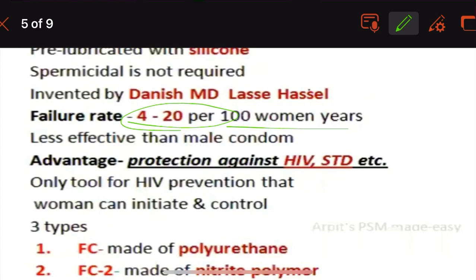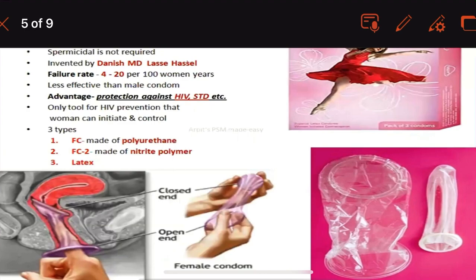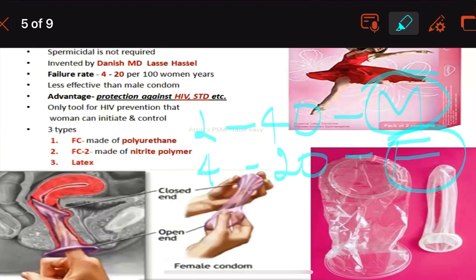Whereas in male condoms, what was the percentage, guys? In the male condom, we saw that it was 2 to 40 per 100 women years. Let us verify: 2 to 40 in the male condom, whereas in the female condoms, 4 to 20. The female condom is less effective compared to the male condom. Advantage, it will provide us protection against HIV infections and STDs. It is the only tool for HIV prevention that women can initiate and control.